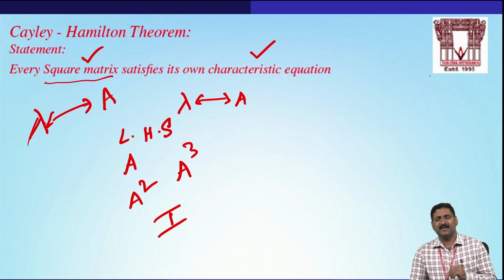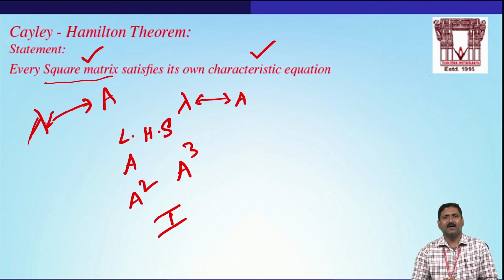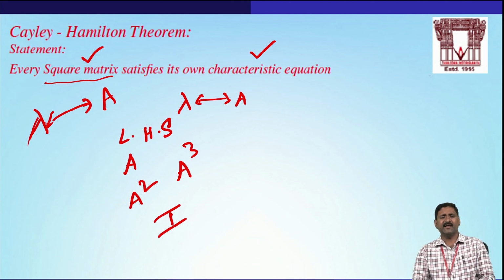Previously, we took the LHS side, calculated A square, A cube, and substituted them in. If you are getting the 0 matrix on the LHS side and the 0 matrix on the RHS side, therefore LHS is equal to RHS. It means we verified the Cayley Hamilton theorem statement. Now again I am repeating the statement. Every square matrix satisfies its own characteristic equation. Own means the characteristic equation or matrix equation derived from the given matrix only.